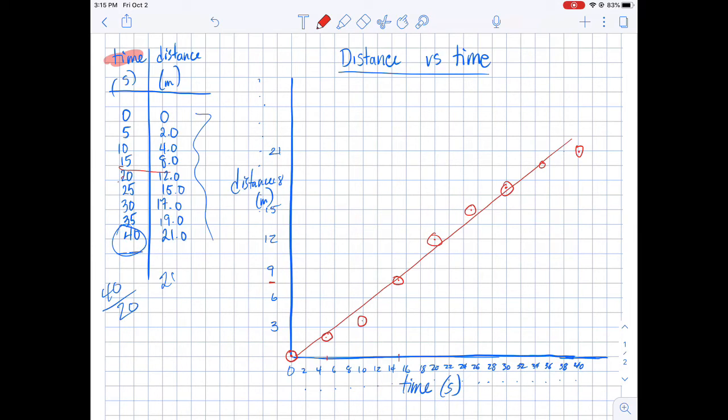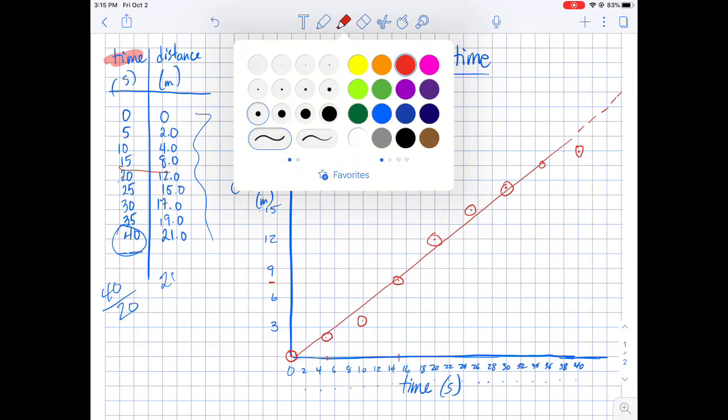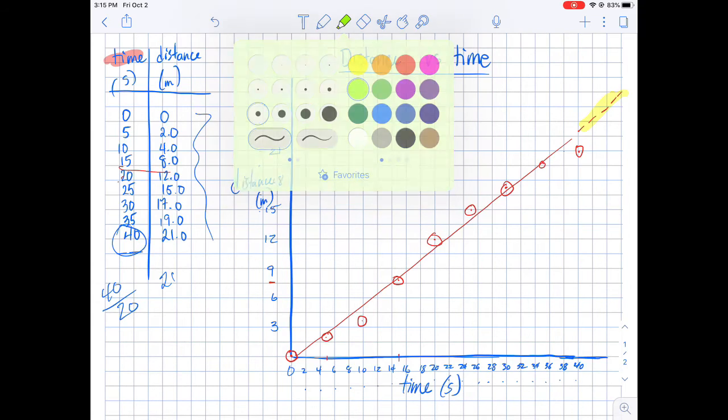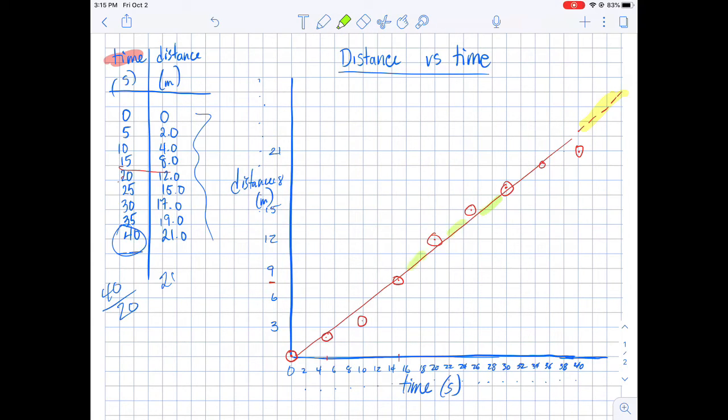Now, after this, if I wanted to continue the line, it's called extrapolating. So this section that is in here is extrapolated. And in between the spots, we are interpolating. So this is an interpolation and an extrapolation of our line.